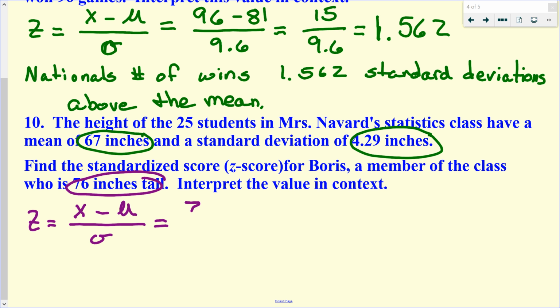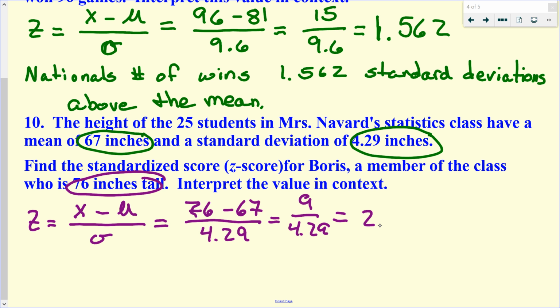The Z-score for Boris is still going to use the same formula, X minus mu over sigma. So we have 76 minus 67 over 4.9. This is 9 over 4.9. It's going to be about 2 point something, but we'll use a calculator and get a much more accurate answer. And we get 2.098.